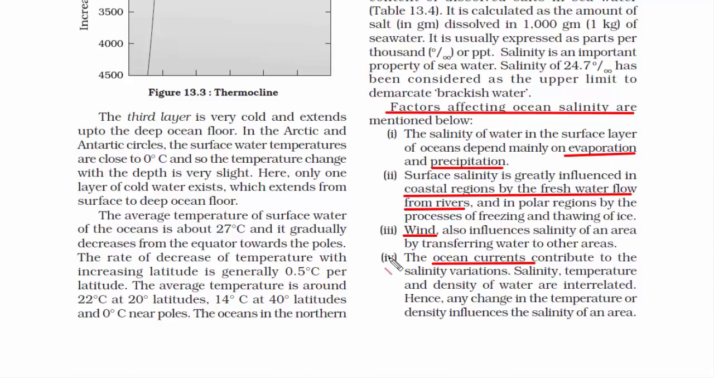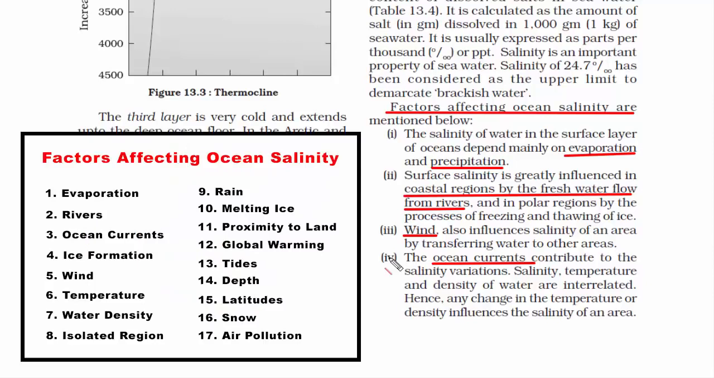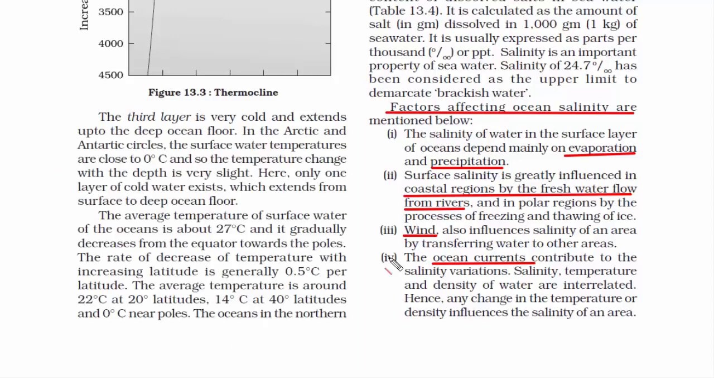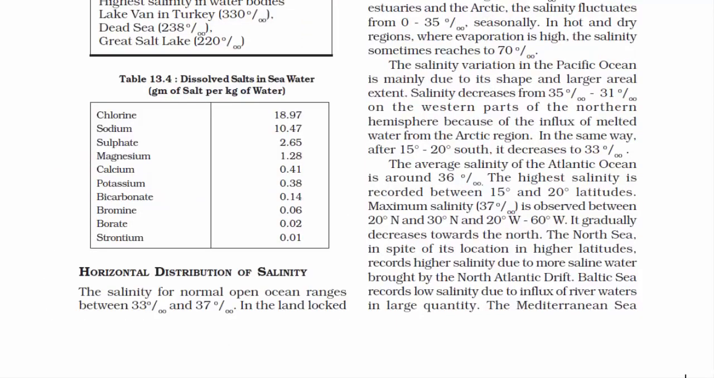So any change in the temperature and density influences the salinity of ocean water. So these are the 4 factors that affect the ocean's salinity. Apart from these 4 factors, there are a few more. I'm going to make a separate video later on in which I will explain all the possible factors that affect ocean's salinity. Now let's quickly get to know the horizontal distribution of salinity.